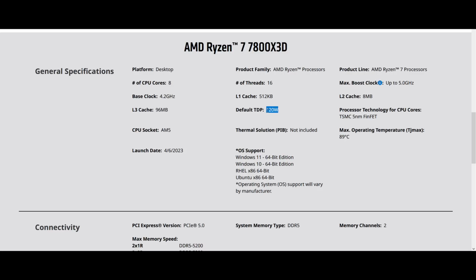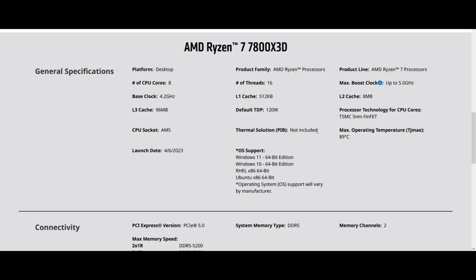It has a relatively high TDP at 120 watts. It's worth noting this is not a power limit. This is like a cooler capacity number, and AMD doesn't include a box cooler, probably because any cooler that they could include would actually be inadequate for the CPU.